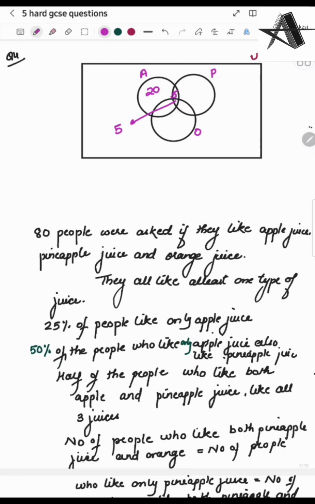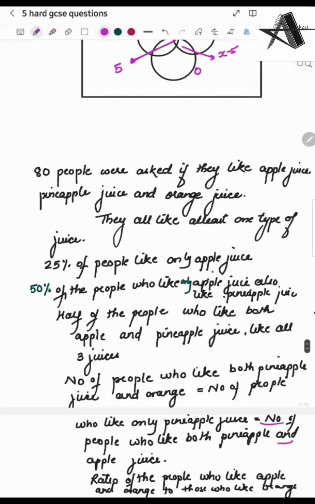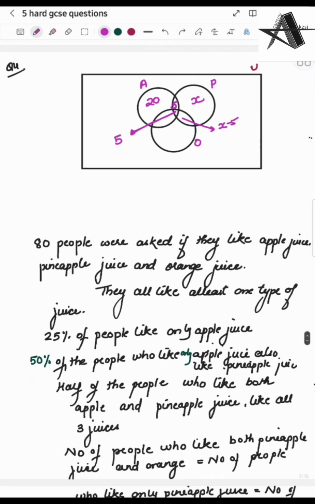Number of people who like both pineapple and orange, that means this region, is equal to the number of people who like only pineapple juice. This is the region where they like only pineapple juice. This is also equal to the number of people who like both pineapple and apple juices. We just saw it was 10. That means ultimately I get to know that this value is also 10 and this whole value is also 10. If this whole value is 10 and this part is 5, then obviously this remaining part is 10 minus 5, which is 5.